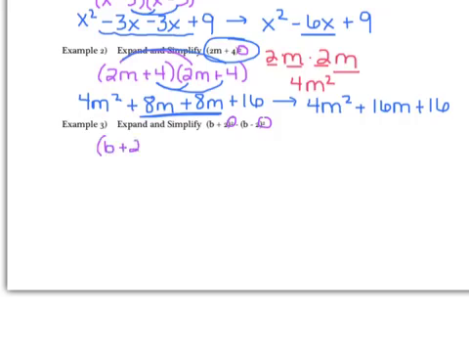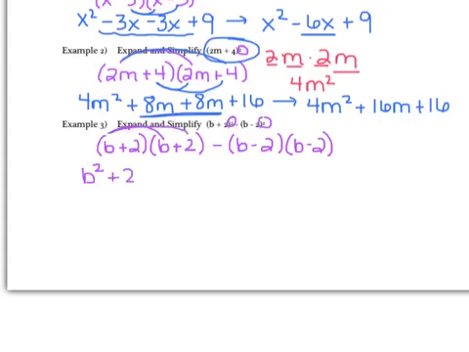B plus 2 times B plus 2 minus B minus 2 times B minus 2. Now I'm going to FOIL out both of those. So B times B, B squared, B times 2, 2B, 2 times B is 2B, and 2 times 2 is 4. Okay, so I've got all of that.